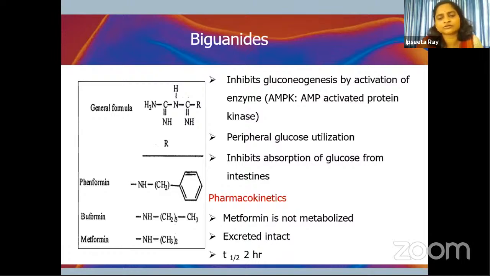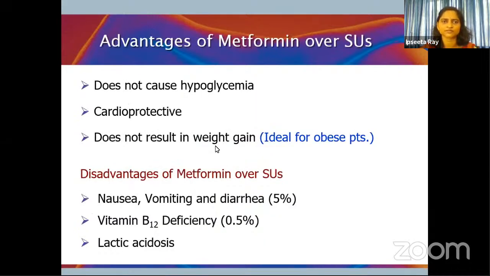The next mechanism is by increasing the peripheral utilization of glucose. There are more GLUT4 transporters, and glucose from the periphery enters the muscles. So peripheral utilization of glucose increases, and therefore the blood glucose levels reduce. It also inhibits absorption of glucose from the intestines. These are some of the mechanisms by which metformin acts. It has a short half-life of about 2 hours.